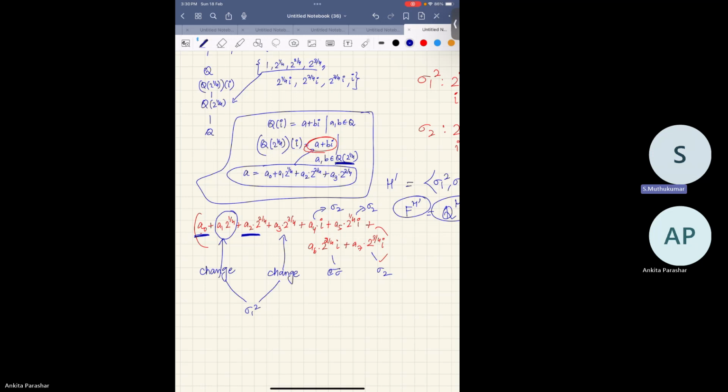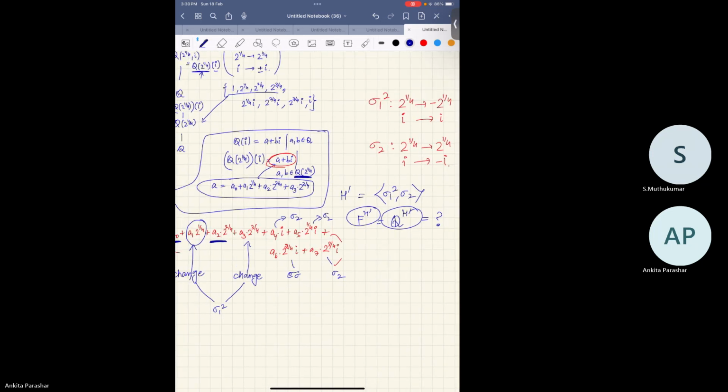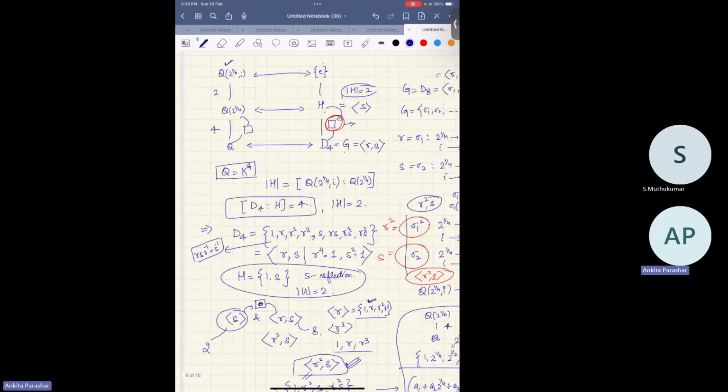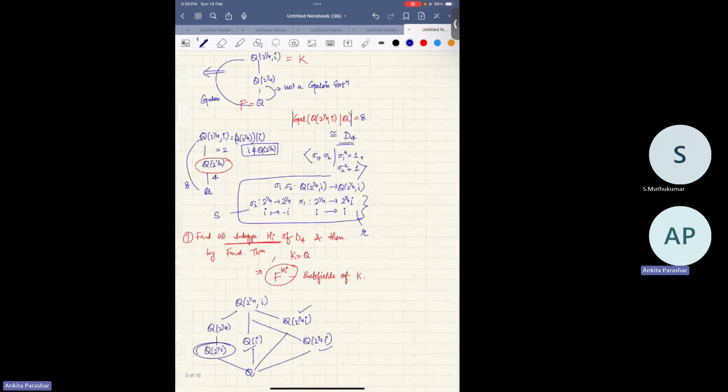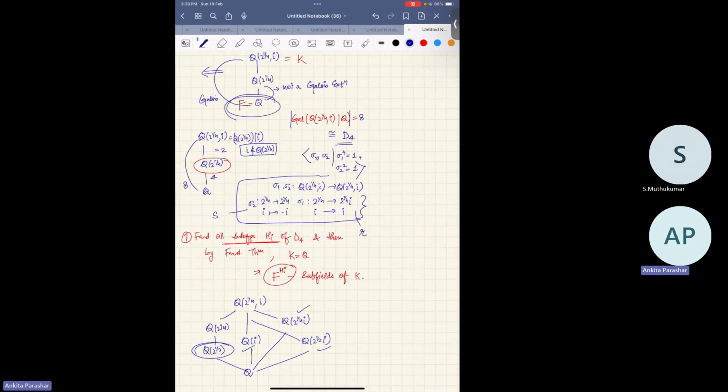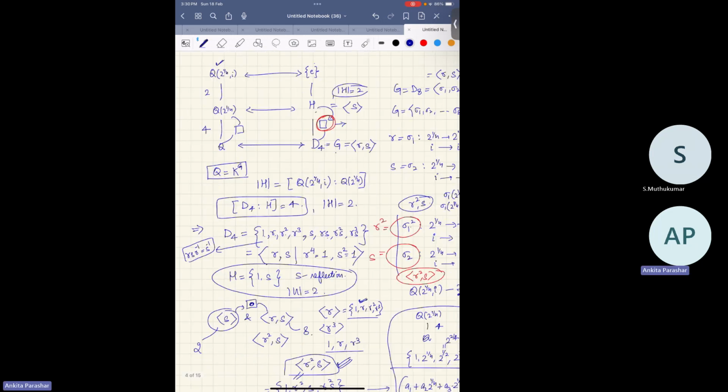But the fixed field notation is A power H dash or F power H dash. I think this was F, right? Yeah, this is my F. F is my Q. Right? We want the fixed field of H. This we want. You understand, right? Now?